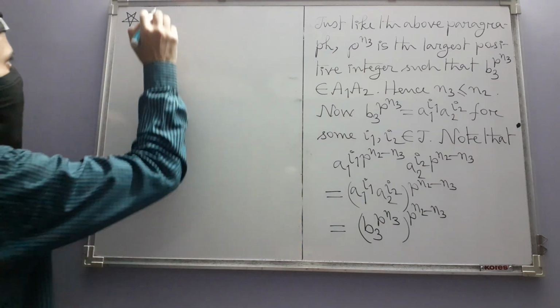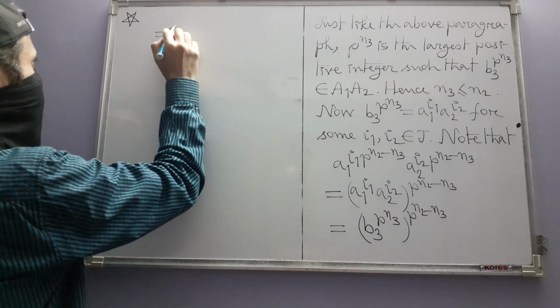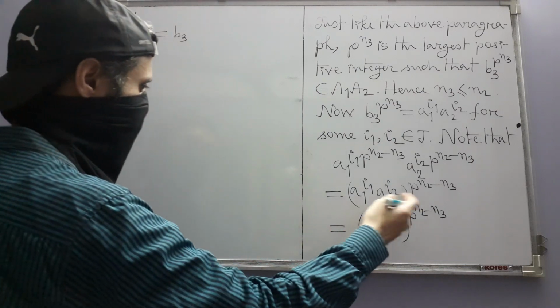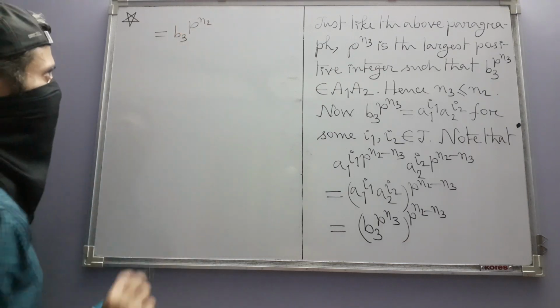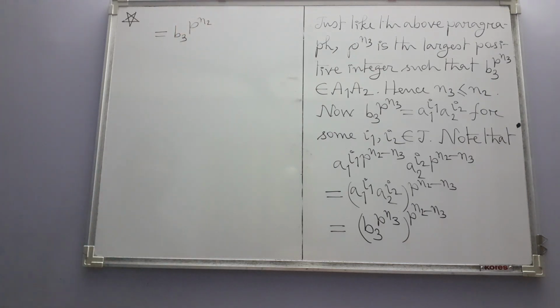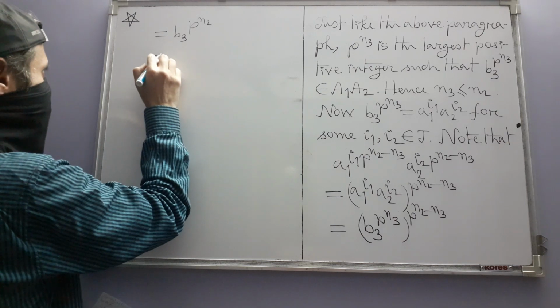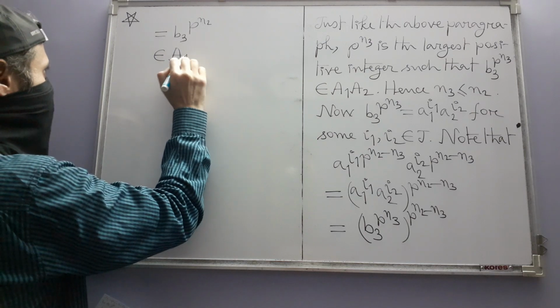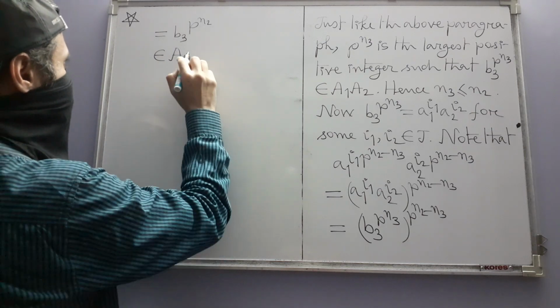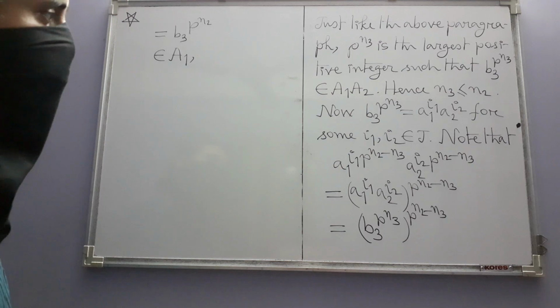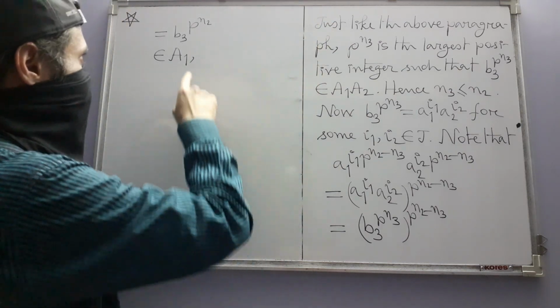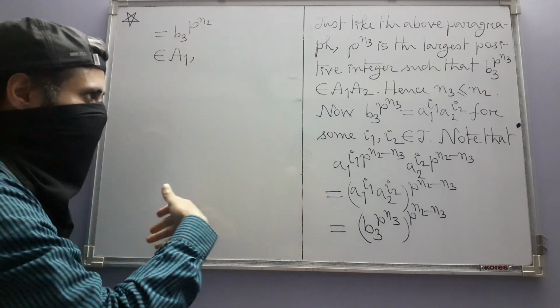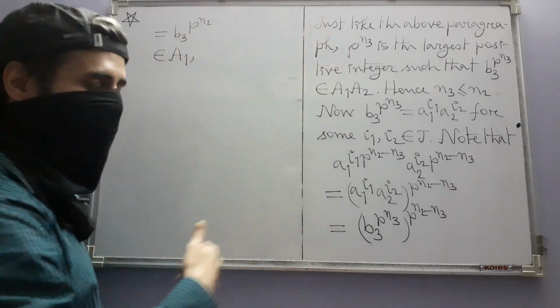And using that rule, of course you know what will happen, we will end up having this B3 to the power P to the power N2, and this of course belongs to A1. Okay. Now what? Now note that, oh, where is this coming from? You just go before this line, it's there.